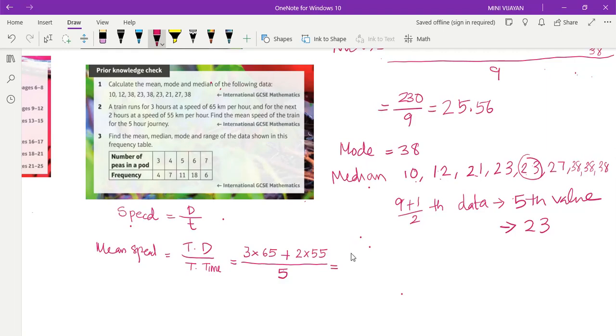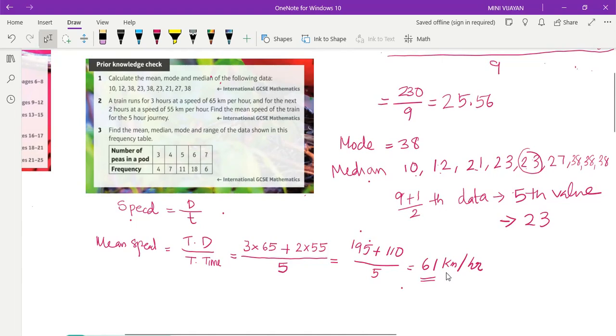So when you calculate this, it will be 195 plus 110 divided by 5. So for the final answer, you can use your calculator. You will get the answer as 61 kilometer per hour. So that is the mean speed of the train. Okay, for the second question, this is the mean speed of the train. Clear? Okay.